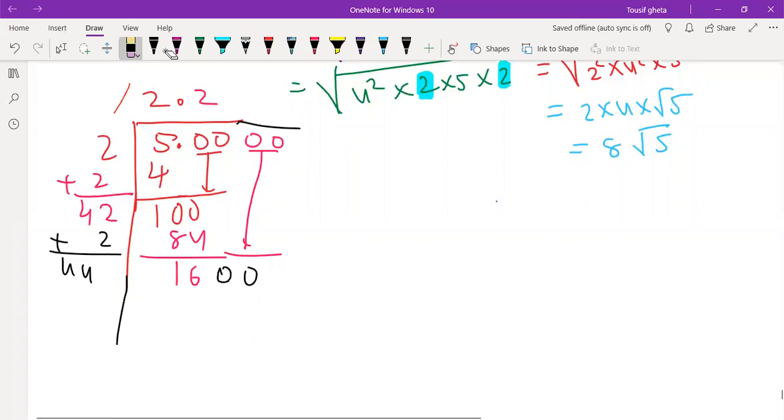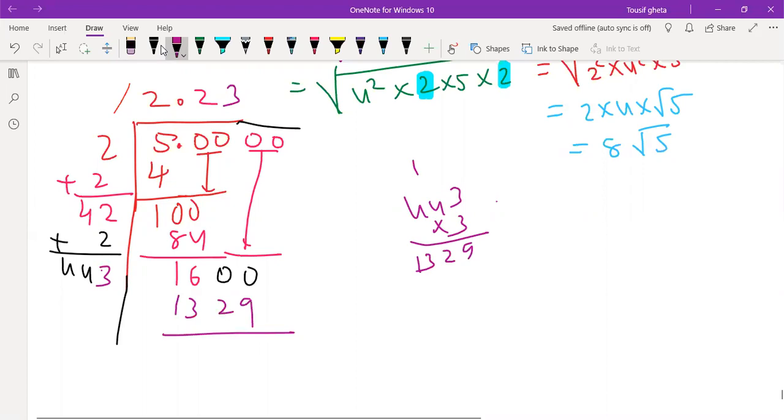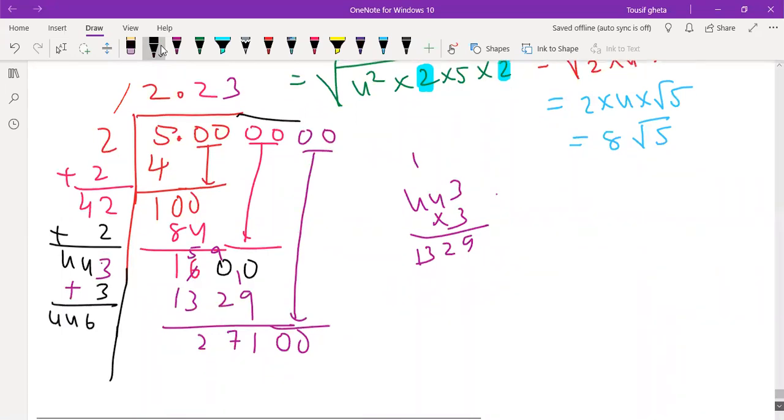So 3 only will be better. 4 4 3 into 3. 3 3s are 9, 3 4s are 12, 3 4s are 12, 13. 1 3 2 9. Now if you minus, we will get here 5, here 9, here 10, 1 7 2. Another 2 zeros take down. And add this 3 here. This is the last one, last number, then we will decide what to write.